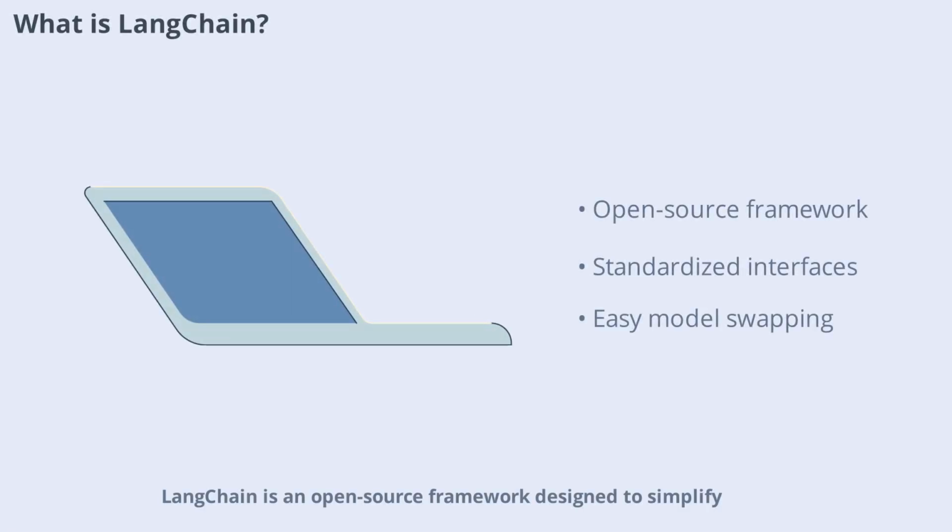LangChain is an open-source framework designed to simplify the development of applications powered by language models. Instead of building everything from scratch, LangChain provides a set of standardized interfaces and utilities. This means developers can easily swap between different large language models, manage prompts, and connect to external tools or databases. For example, switching from OpenAI to Anthropic or a local Llama model is as simple as changing a single variable without rewriting your application logic.